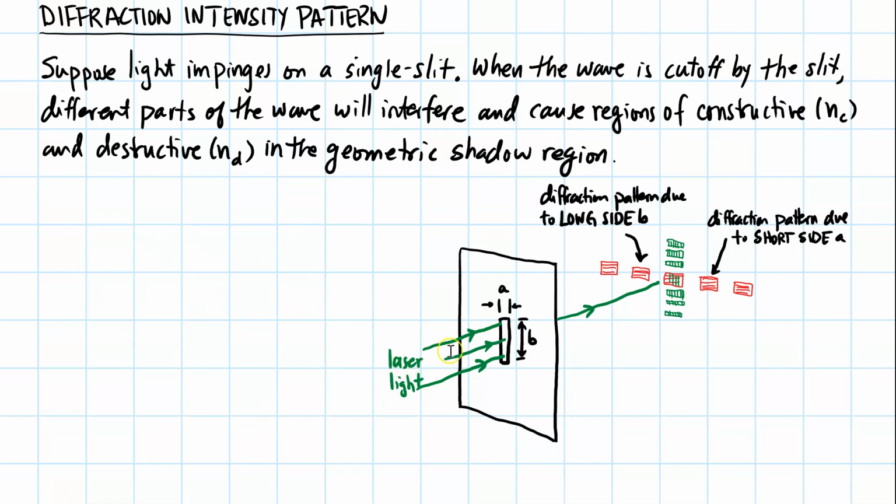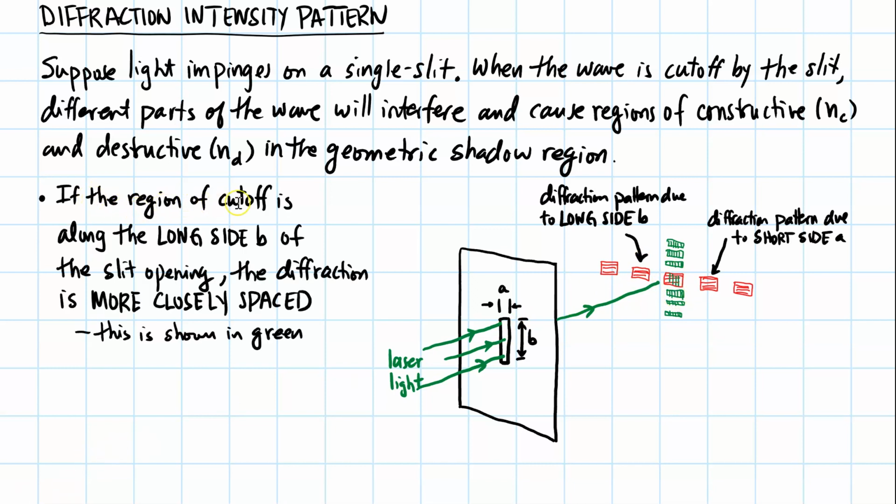Picture-wise, I imagine that I have this green laser light, and the slit opening has 2 dimensions. It has the short side, which is a, and it has the long side, which is b. As the wave impinges on this slit, part of the wave is going to get blocked, and the different parts of the wave then create a diffraction pattern over here.